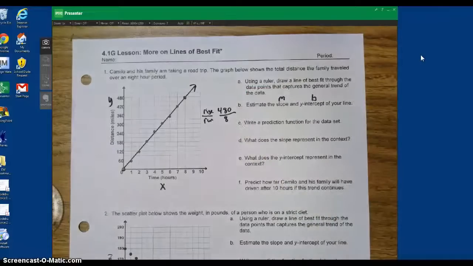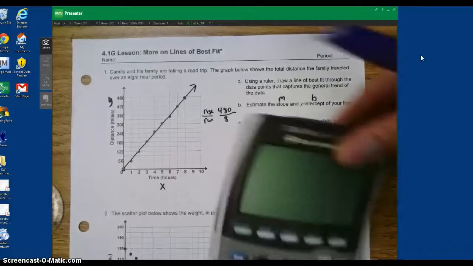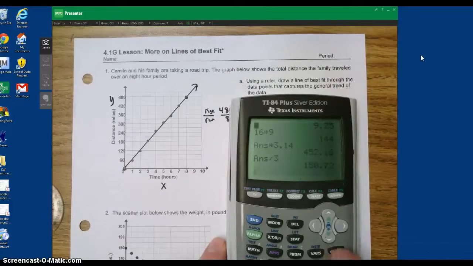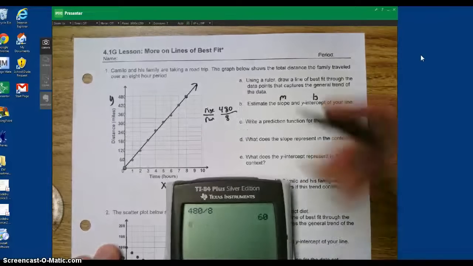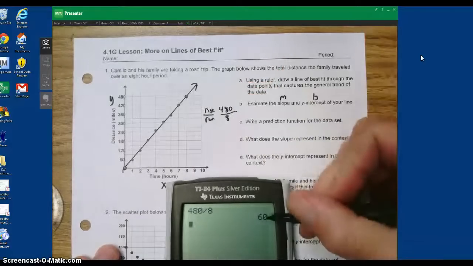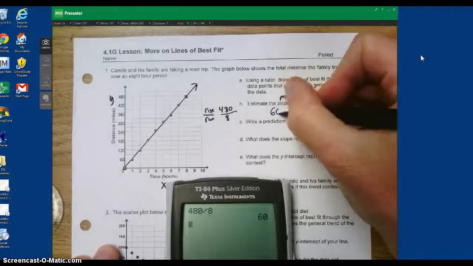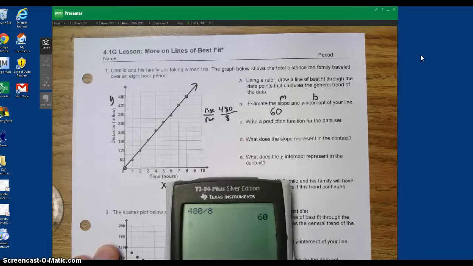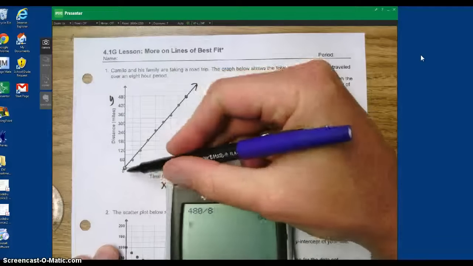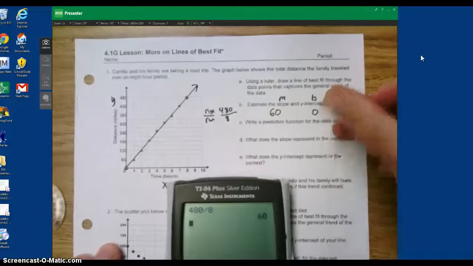Now, if you actually divide that, you can use a calculator, and you'll end up with probably some speed. 480 divided by 8. Well, what does that mean? 480 miles in 8 hours is really 60 miles per hour. So the slope is 60. The y-intercept, where does it hit the y-axis? Well, the y-intercept is 0.